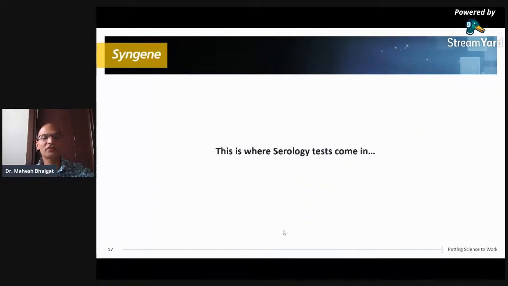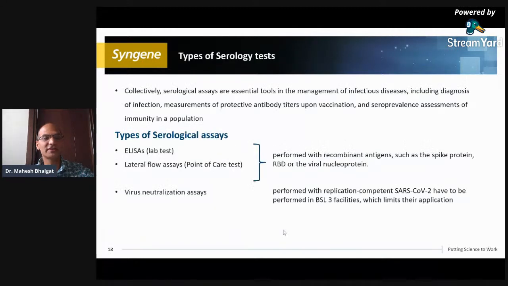Now, this is also where the serology tests come in, because as we saw, the RT-PCR assays give you a certain amount of information, especially about active infection. Serology tests, on the other hand, measure something completely different: they measure the body's response to the infection. There are different ways of performing serological assays, and I'll talk about that in a little bit, but there are serological assays that are used for diagnosis purposes, such as the ELISAs and the lateral flow assays.